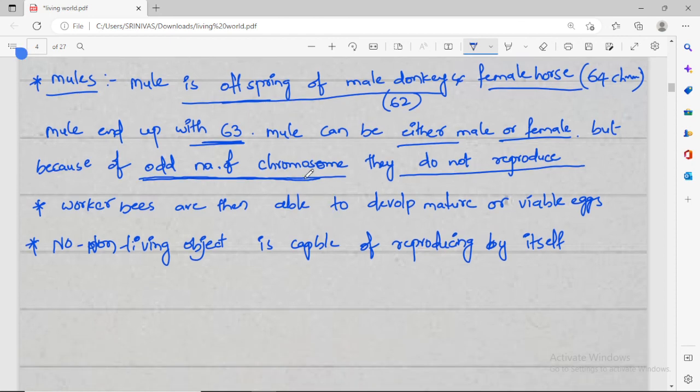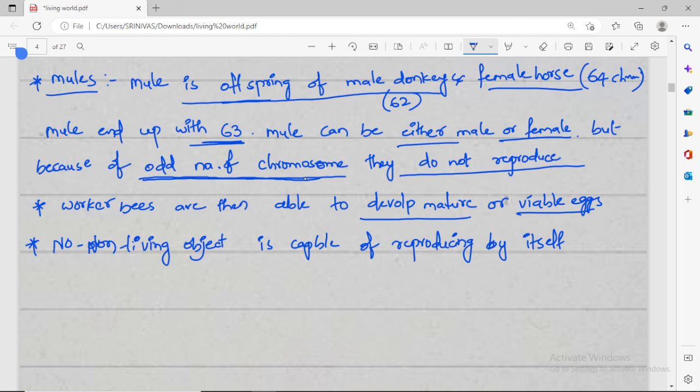Next, see worker bees. Worker bees are not able to develop mature or viable eggs. Worker bees are produced from viable eggs. Okay.